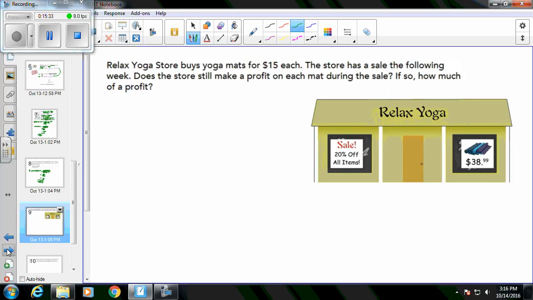Relaxed Yoga Store buys yoga mats for $15 each. The store has a sale the following week. Does the store still make a profit on each mat during the sale? And if so, how much of a profit? So we know, here's the cost, $15. We know the selling price is $38.99. I'm going to label it SP. And the percent markdown is 20%.